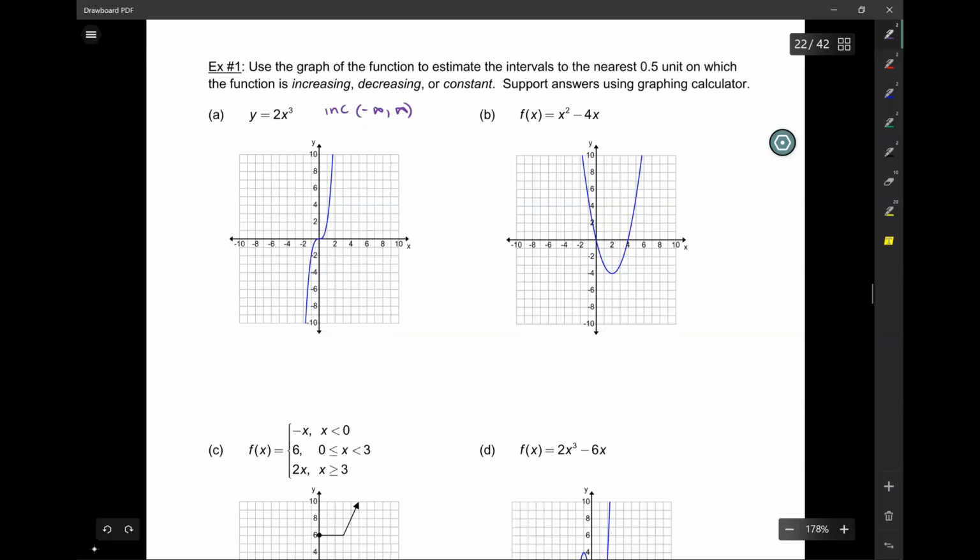All right. Let's take a look at this one. Look, it's decreasing until this point, and then it starts to increase. So we say decreasing from negative infinity to 2. I'm going to close it. And then it increases from 2 to infinity.